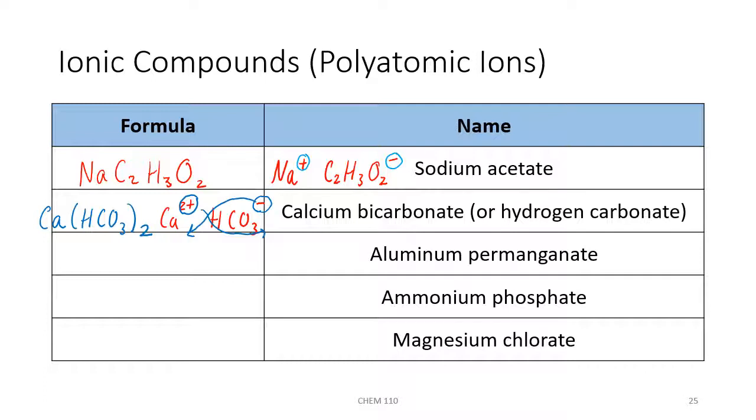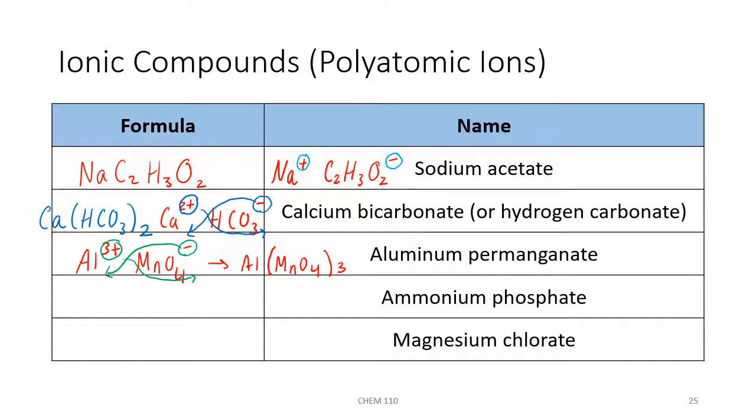Aluminum permanganate. Aluminum is a group 3 metal, and it forms a +3 charge. Permanganate is a polyatomic ion, MnO4, with a -1 charge. So when we crisscross, we're going to put our 3 after the permanganate, and the 1 will go after the aluminum. So our formula will be Al, and we're going to put parentheses around our polyatomic ion, MnO4, close parentheses, 3.